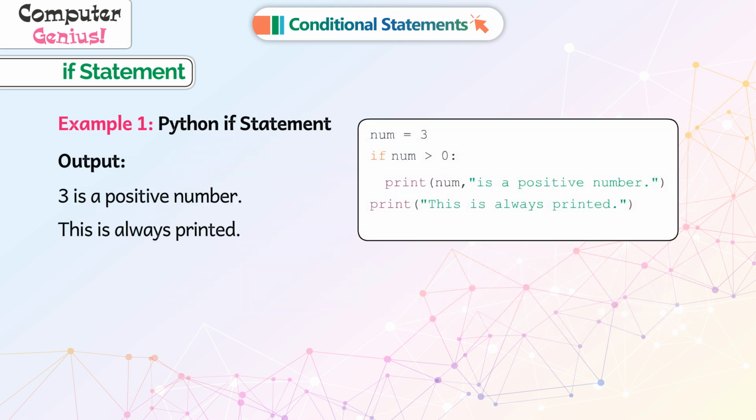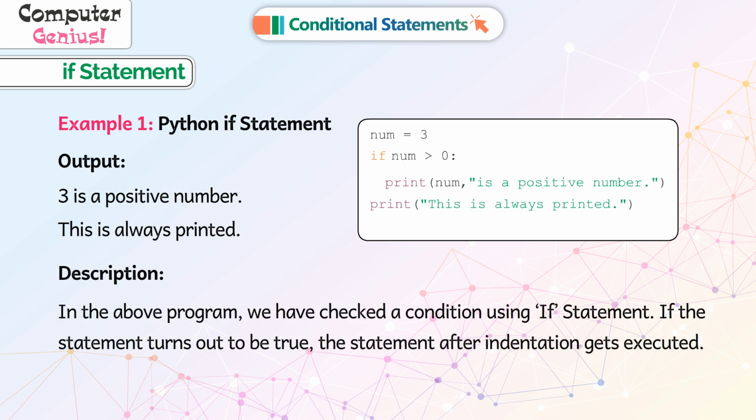Example 1. Python if statement. Output: 3 is a positive number. This is always printed. Description. In the above program, we have checked a condition using the if statement. If the statement turns out to be true, the statement after indentation gets executed.